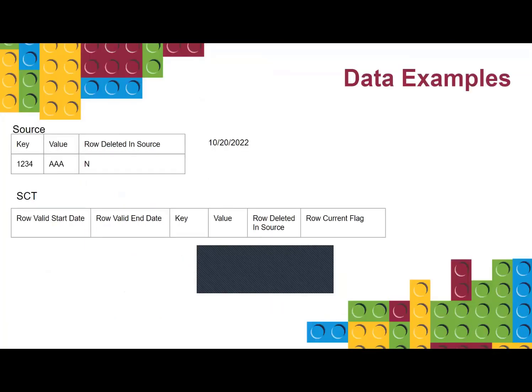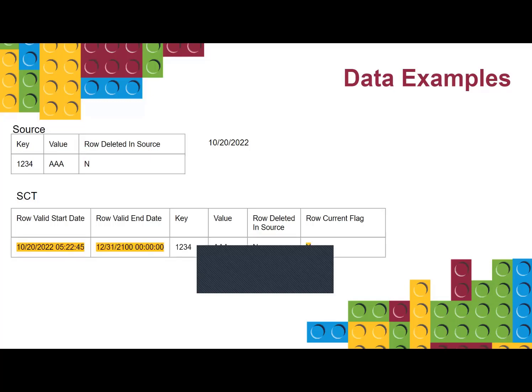So now we're going to go through a real quick example of what this looks like from a data perspective. So you have a source system with a key 1, 2, 3, 4 and a value AAA. You'll want to add the row deleted in source is equal to no, because if it exists in the source system, it's no. And we'll get into details of how that works in a little bit. But you saw this data come through the system on October 20th, and you ran it through your change detect logic. It said, hey, I don't have that in my SCT table. So it goes and adds it.